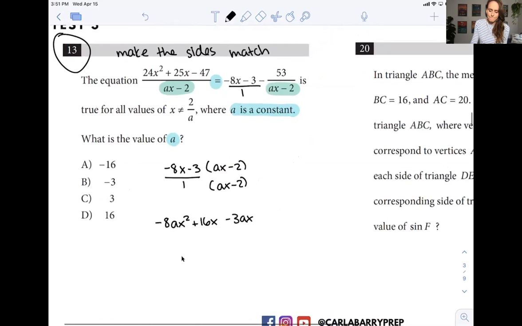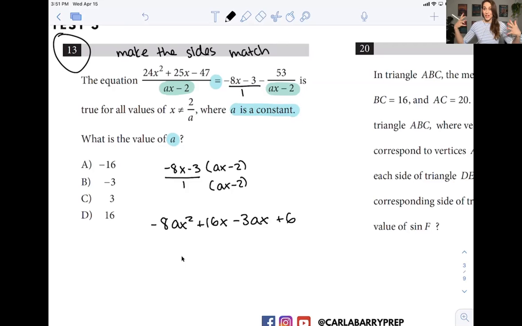And then, let's see, negative 8ax, or yep, minus 3ax. Did I do that right? I'm having like a moment here right now. Negative 8ax squared plus 16x. I'm going to redo this. Negative 8ax squared plus 16x minus, yeah, I did that right, plus 6. Just had to think that through for a second. It's hard when I can't hear anything. I'm just talking to myself the whole time, basically. Okay, and then I'm going to bring down this negative 53, just to be complete. And then I'm going to put that all over one denominator, ax minus 2.